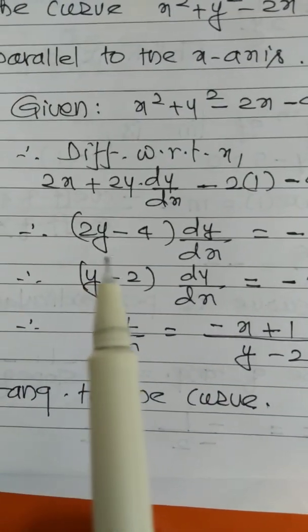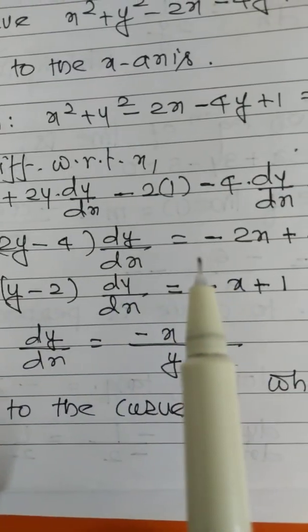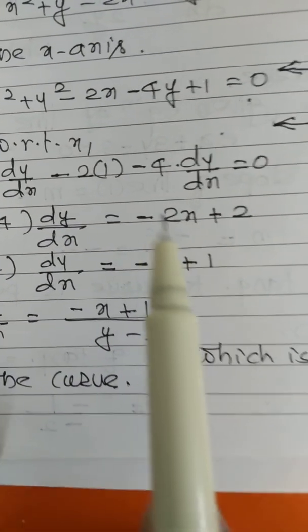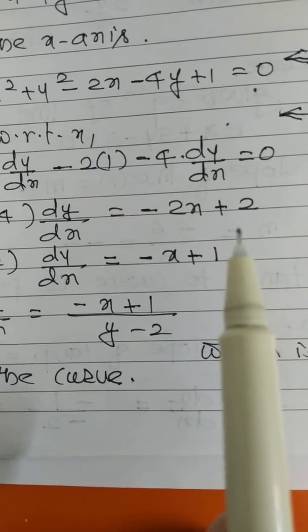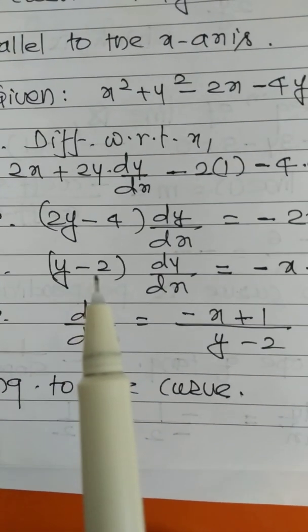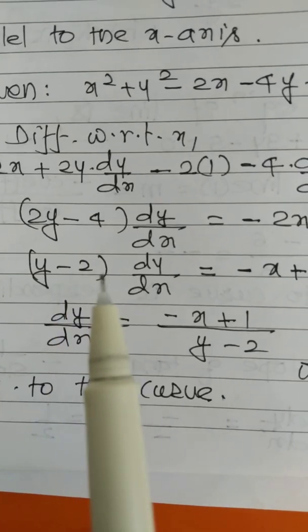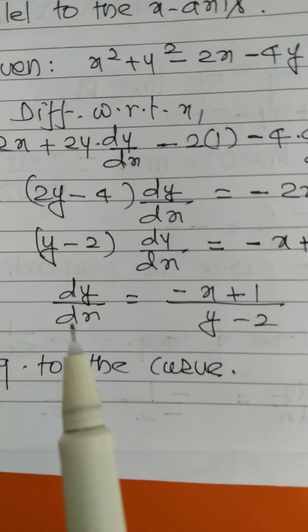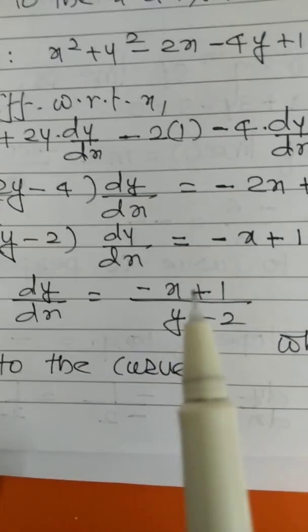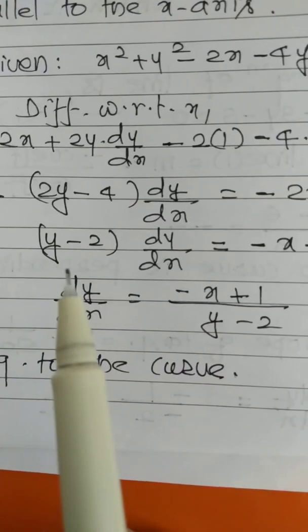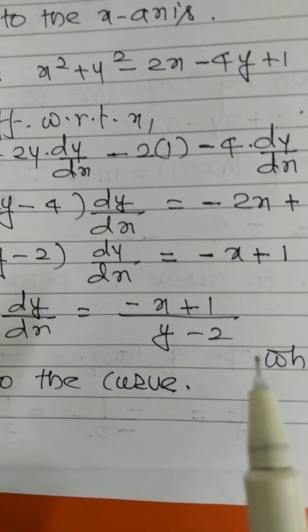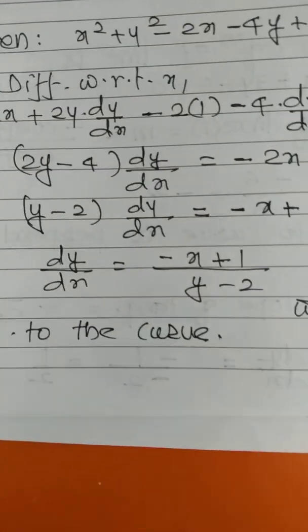Now, collecting the terms of dy by dx: 2y minus 4 into dy by dx equals, transferring 2x to the right hand side, minus 2x, and the minus 2 becomes plus 2. Finally, taking 2 common, 2 into y minus 2 into dy by dx equals 2 into minus x plus 1. So dy by dx equals minus x plus 1 divided by y minus 2, which is the slope of the tangent to the curve.